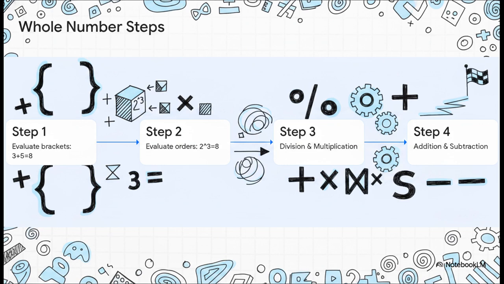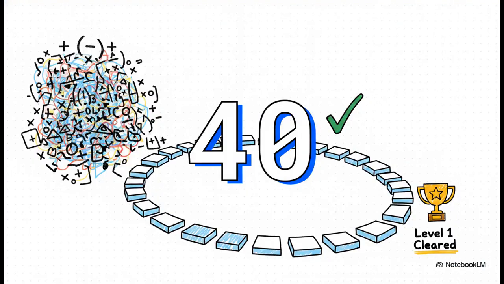Step 3, division and multiplication. Now remember that golden rule? Left to right. So first, 48 divided by 8 is 6. Then, 6 times 8 gets us right back to 48. Finally, step 4, addition and subtraction. Again, left to right. 48 minus 14 is 34. And 34 plus 6 brings us right to our finish line. And there it is, 40. We took a terrifying string of numbers and turned it into a neat, solvable path. Level 1 is officially cleared.